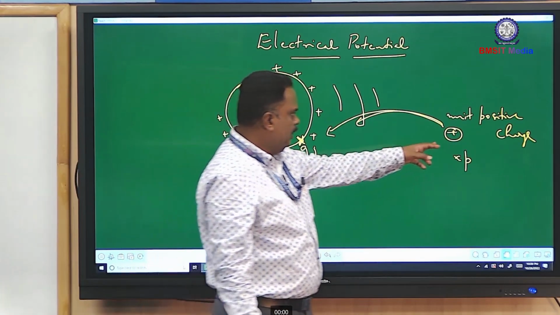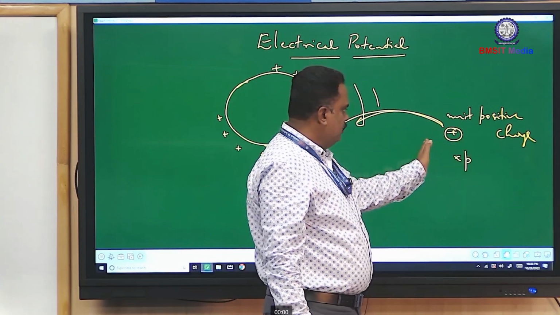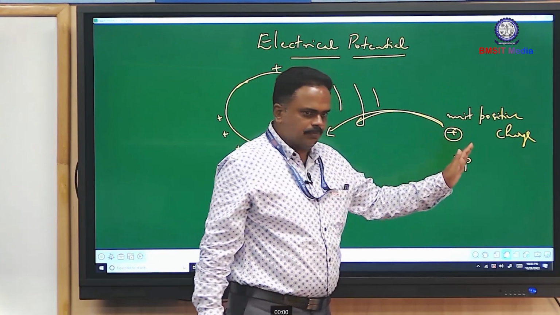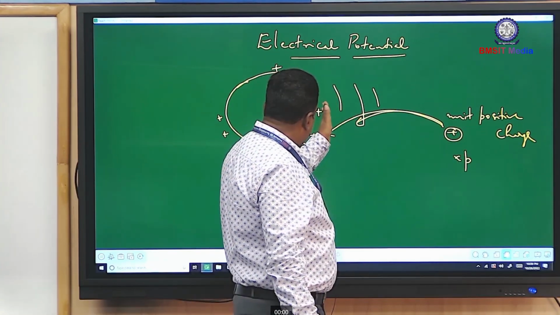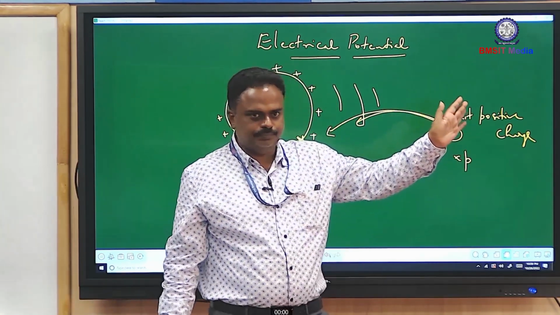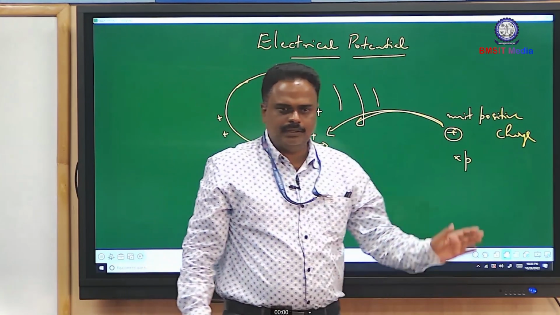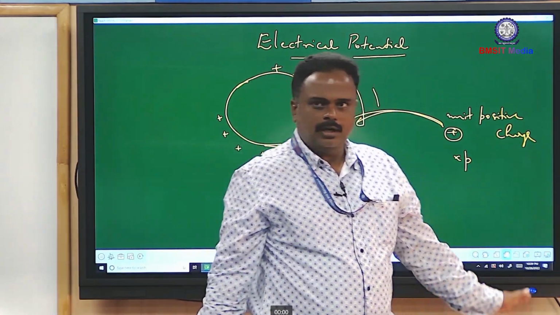So if you take a unit positive charge which is at infinite distance from this point, infinite distance meaning the effect of this field is not felt, then the amount of work done in moving it from infinity to this point against the field is defined as the electric potential at this point.